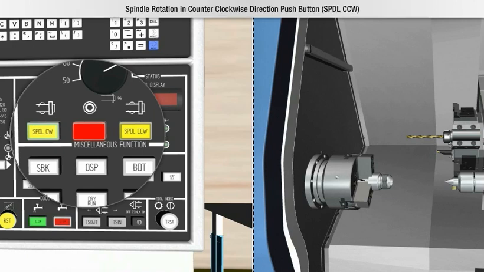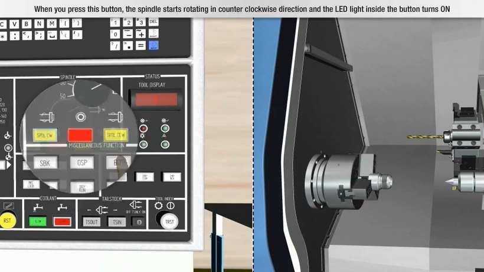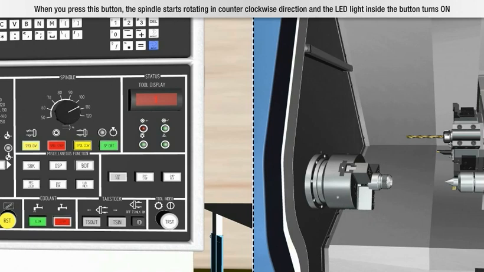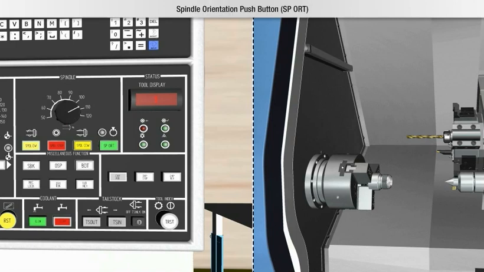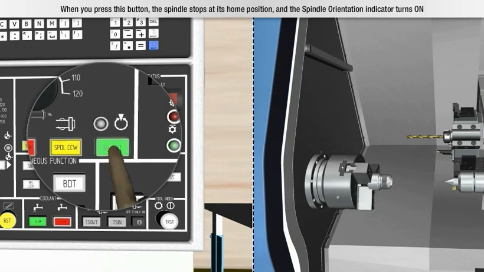Spindle rotation in counterclockwise direction push button. When you press this button, the spindle starts rotating in counterclockwise direction, and the LED light inside the button turns on. Spindle orientation push button. When you press this button, the spindle stops at its home position, and the spindle orientation indicator turns on.